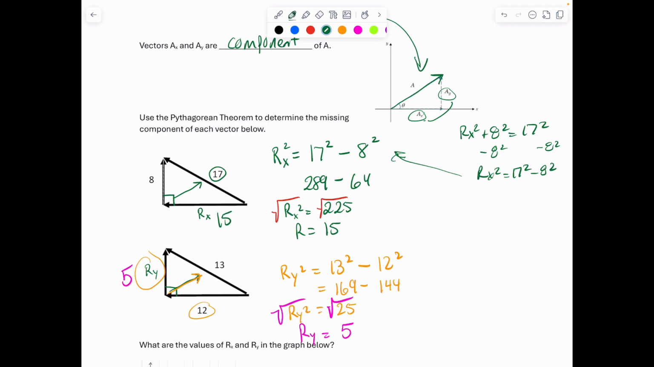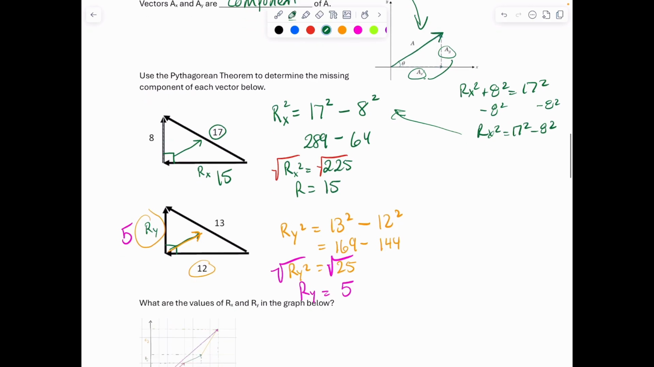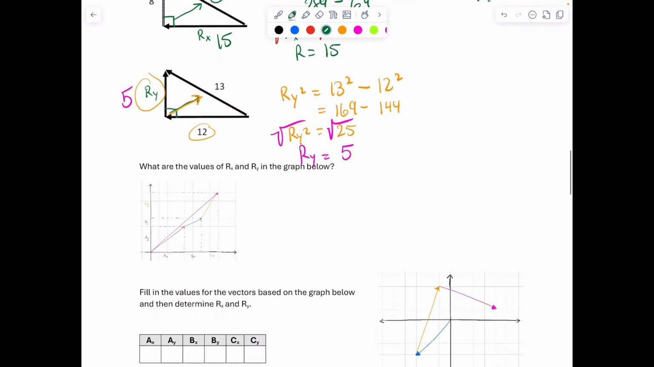All right, so make sure you're comfortable doing the Pythagorean theorem to find out those missing leg measurements there. Now this next one says, what are the values of r of x and r of y in the graph below? Now it's a little small here, so let me zoom in a little bit here.